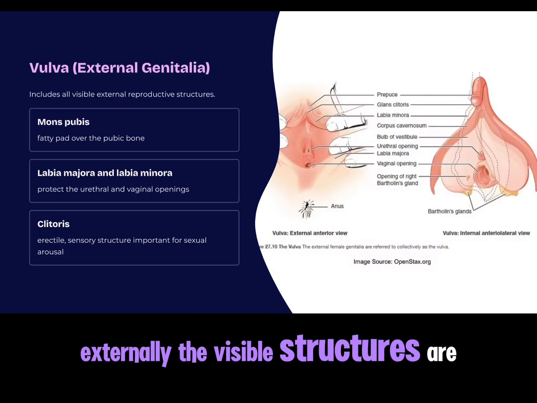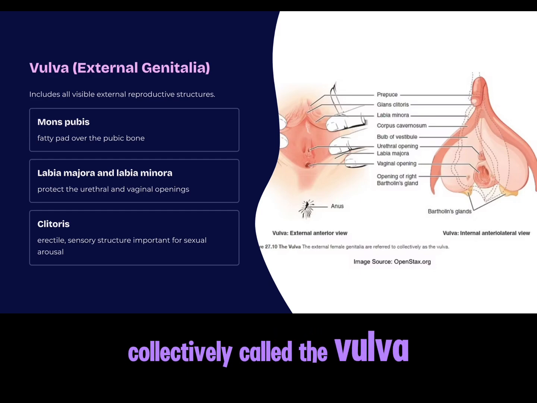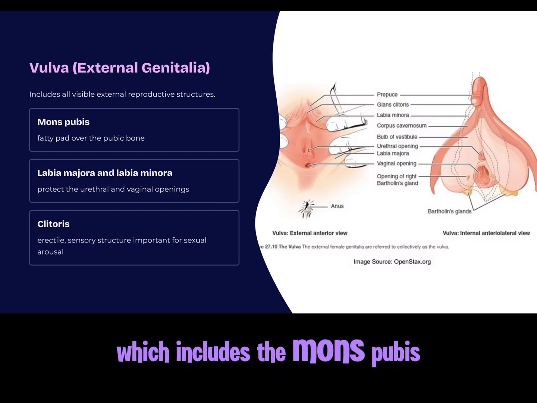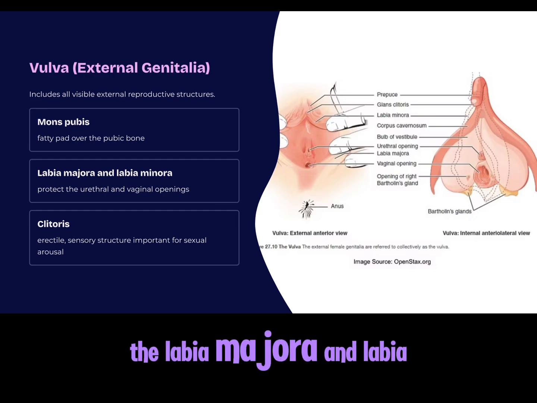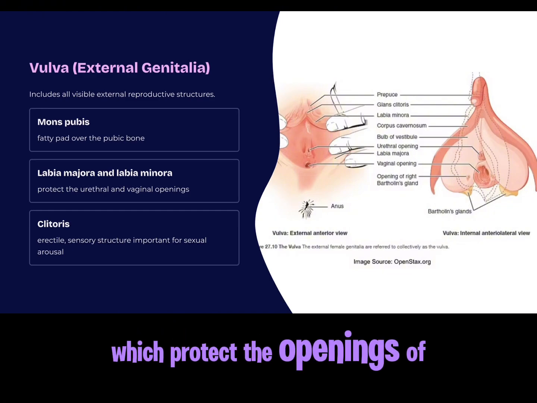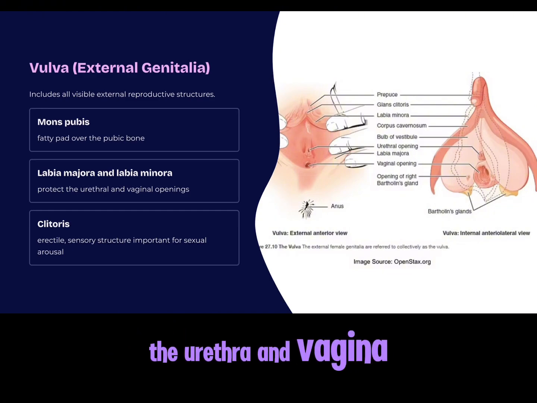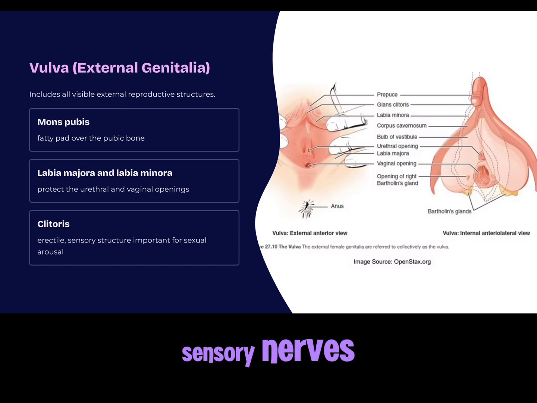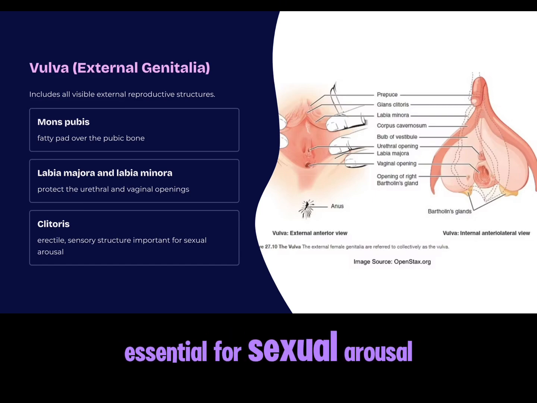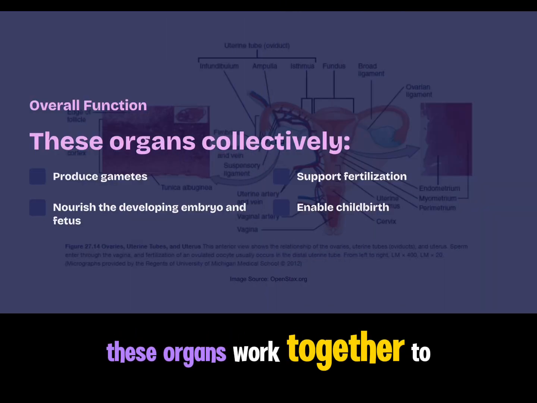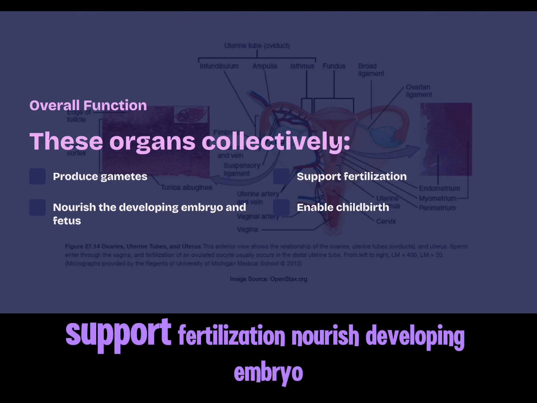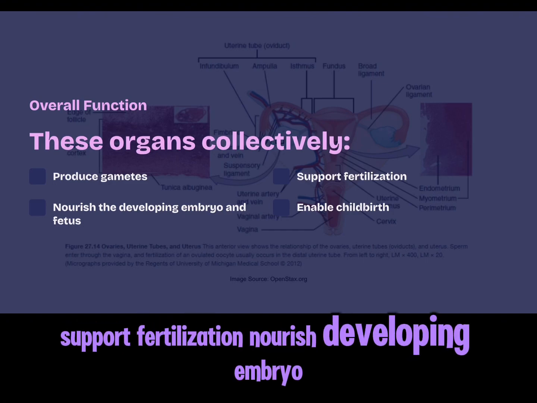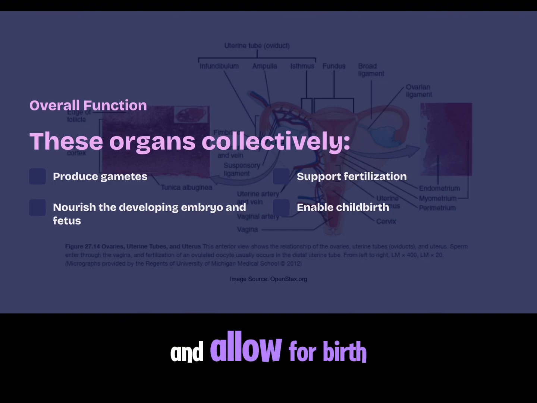Externally, the visible structures are collectively called the vulva, which includes the mons pubis, the labia majora and labia minora, which protect the openings of the urethra and vagina, and the clitoris, which is an erectile structure rich in sensory nerves, essential for sexual arousal. These organs work together to produce gametes, support fertilization, nourish a developing embryo and fetus, and allow for birth.